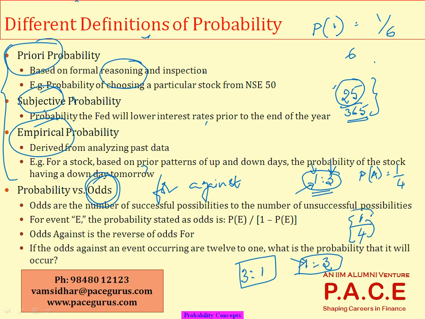1 by 4 is the probability of occurrence of the event, and 3 by 4 will be the probability of non-occurrence of the event. All these things have to be linked and understood, because in some cases we would be seeing the words odds for and odds against instead of actual probabilities. So even if they are there, we should be able to convert them into probabilities using this kind of relationship.